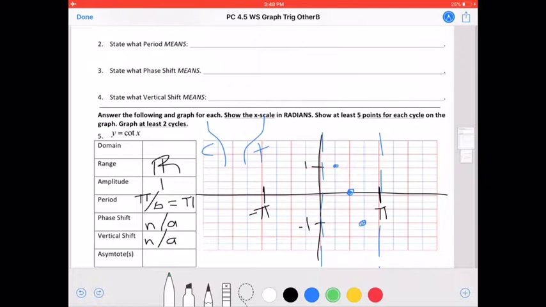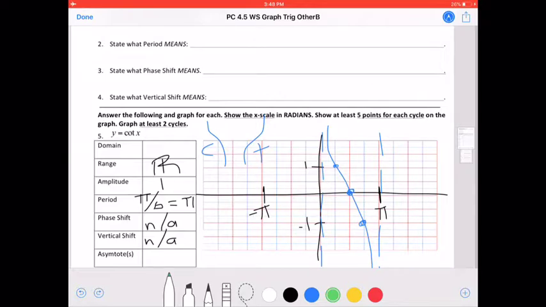And now that we have our 3 dots and our vertical asymptotes, we can draw an S-curve that goes through it, so that it looks like it's slowly approaching those vertical asymptotes but never crossing it. So that would be our cotangent curve.